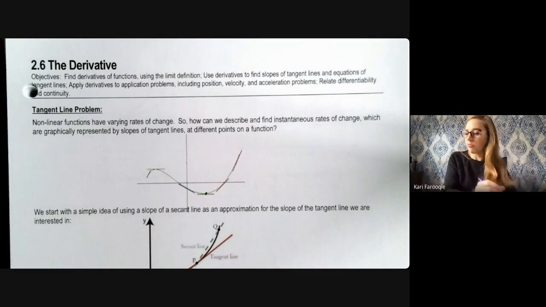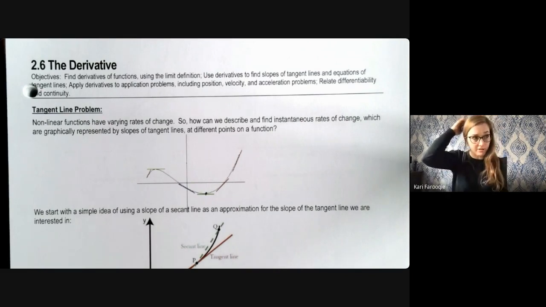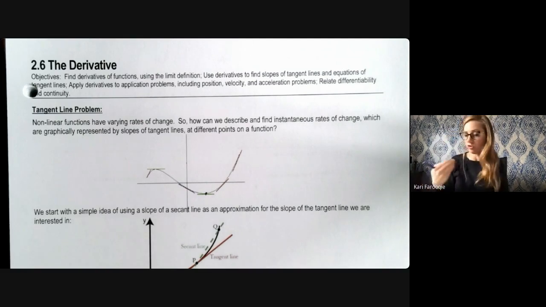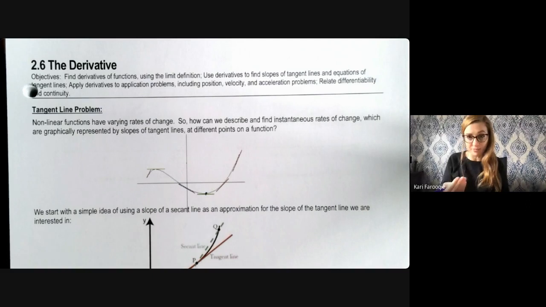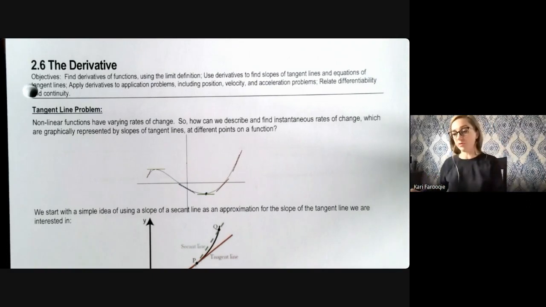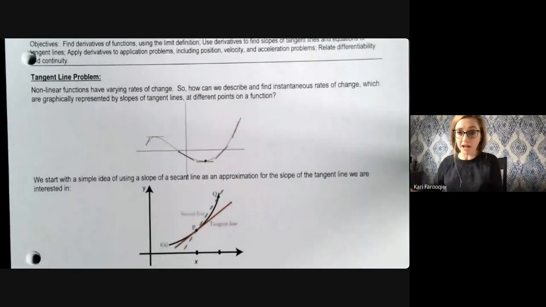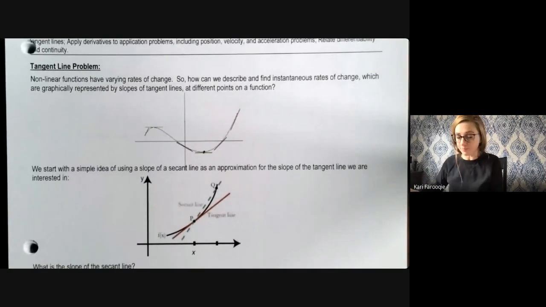So how can we describe and find instantaneous rates of change, which are graphically represented by slopes of tangent lines at different points on a function? That's the whole idea here: how would I be able to talk about the rate of change, or the change in y over the change in x, if the rate of change is different as I move throughout this curve? That's what we're going to be talking about here with the derivative, is how we can examine the slopes at any point on the curve that we want.